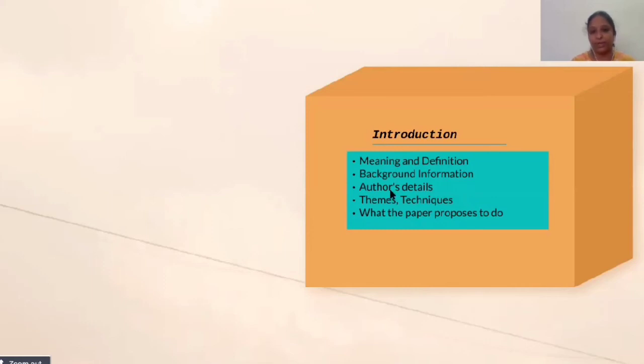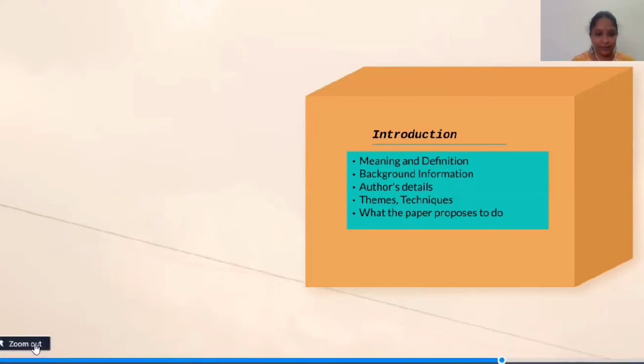The author's details also can be given. What are the awards that he has received, etc. What are his other works, etc. And then what are the various themes and techniques that the author employs in his works, and what the paper proposes to do. So this is the introduction. It can be in 2 to 3 paragraphs.